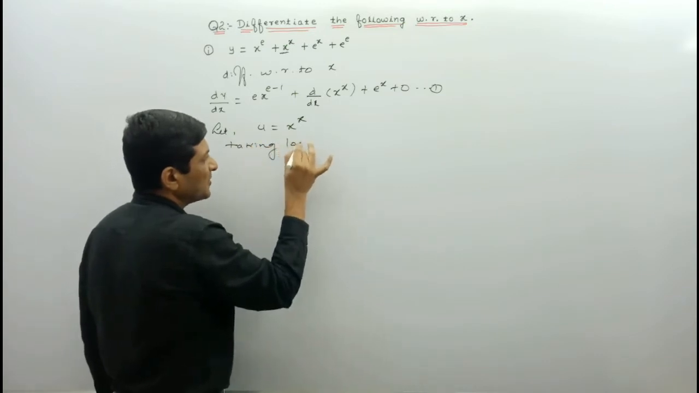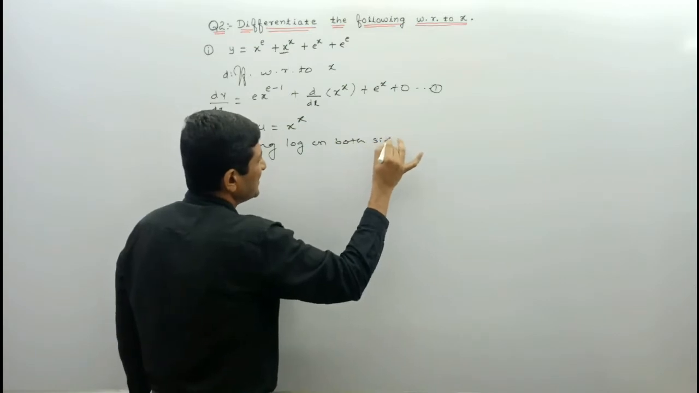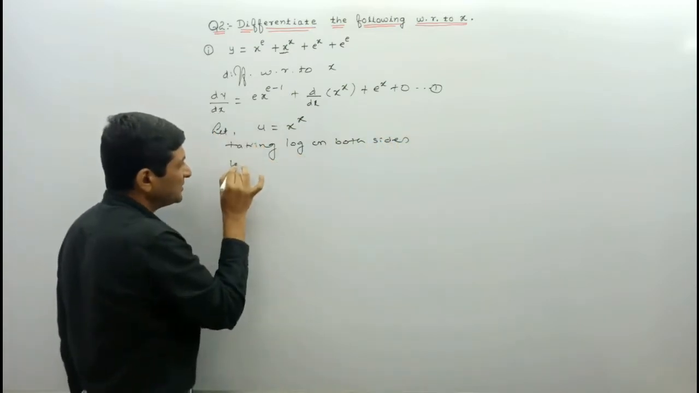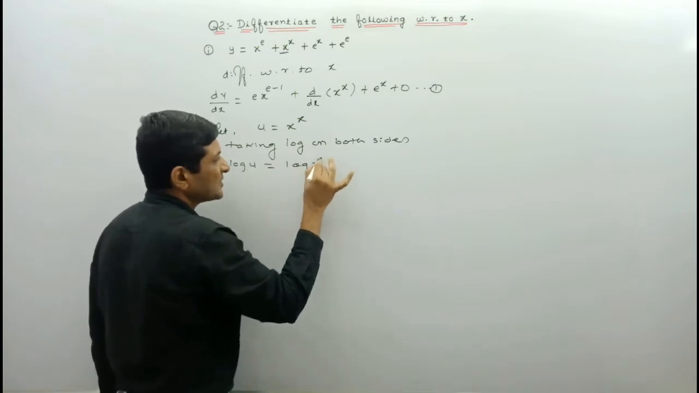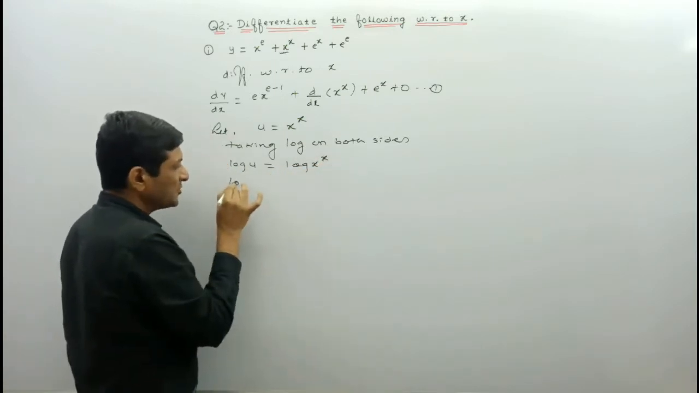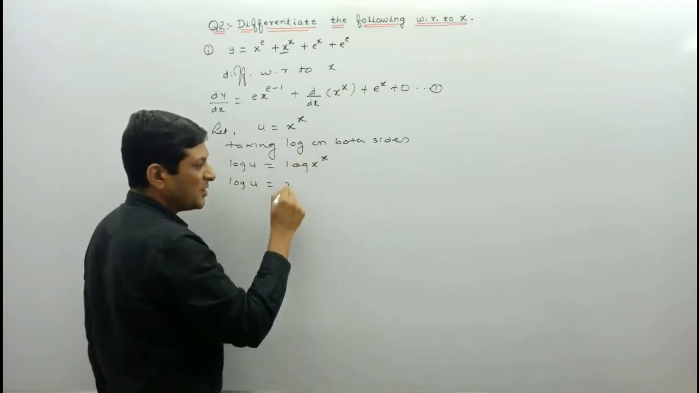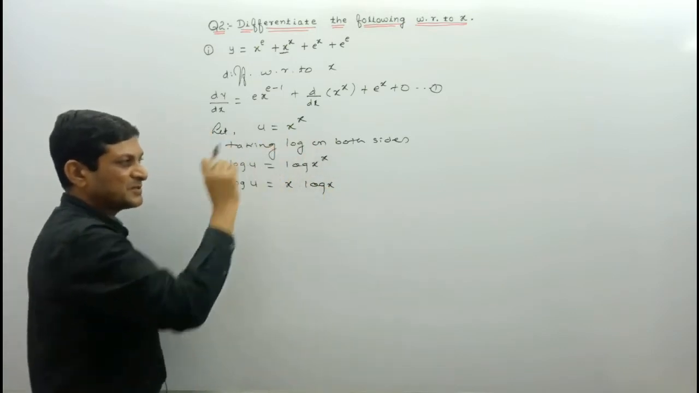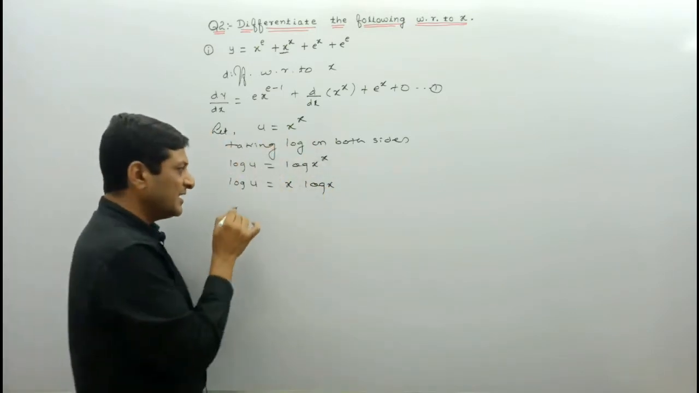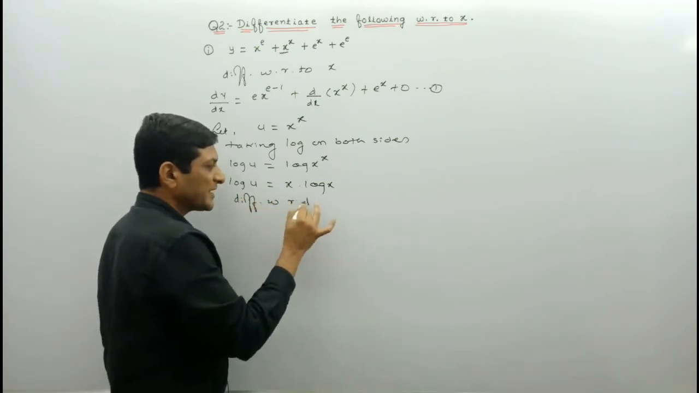Taking log on both sides, on this side we will get log u, and on this side we will get log of x raised to power x. So log u, keep it as it is, is equal to, taking this power as a coefficient, x log x. Just simply we have taken the power as a coefficient. Now we are differentiating it with respect to x.